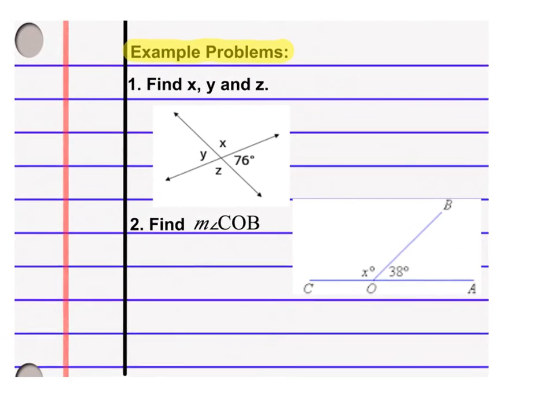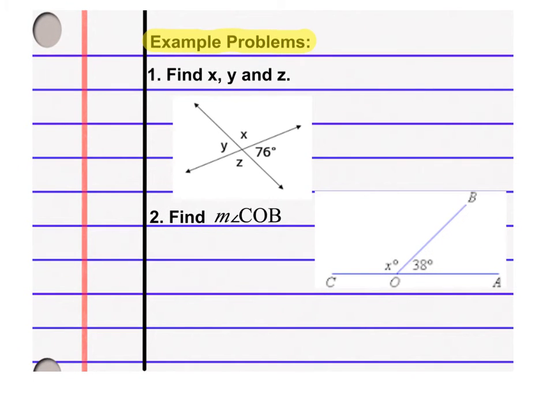All right, let's get into some examples. So you can put EX. If your hand is getting tired, highlight this section. Pause the video, write down problem 1, find x, y, and z, draw the diagram. Write down number 2, find the measure of angle ABC with x and 38, draw that diagram.